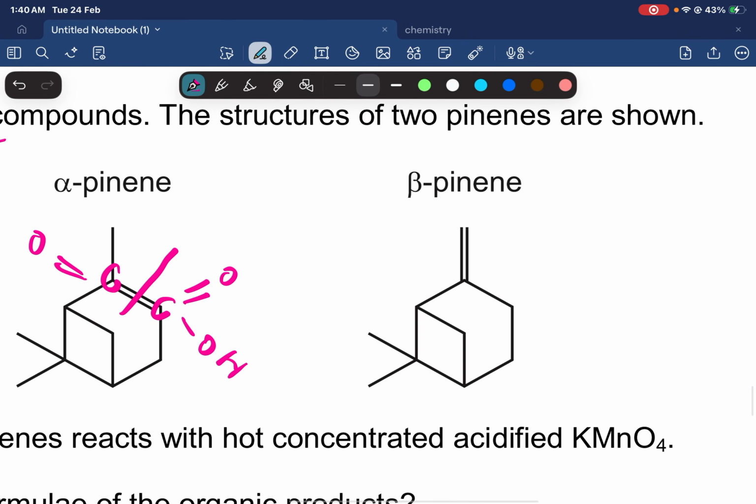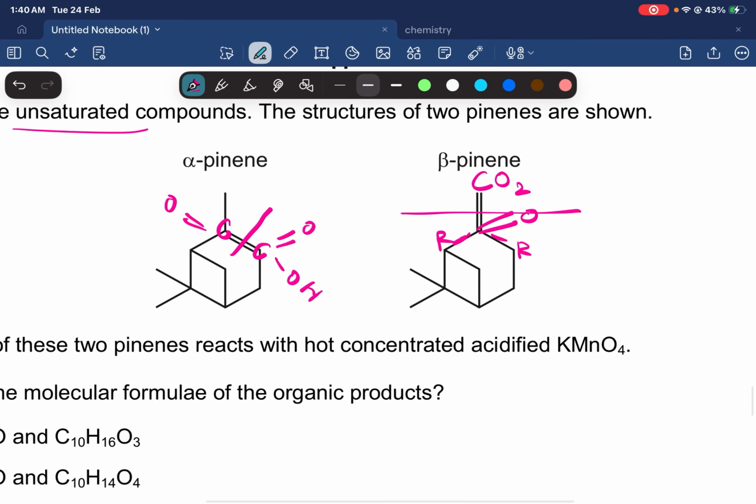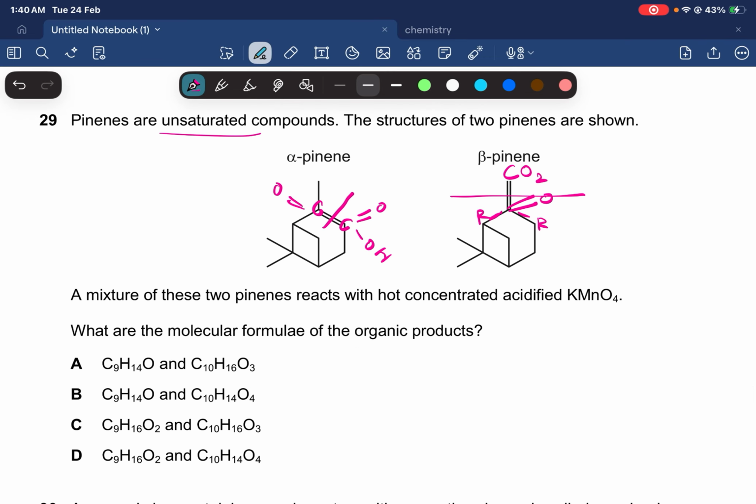Over here, you break it from here. This is gonna form carbon dioxide, and this one has two R groups attached to it. Look here. It's gonna form a ketone, so C double bond O. So now what is the molecular formula of the organic products? Okay, so we have two organic products. One organic product is this, because it's gonna break from the middle, and one organic product is this thing.